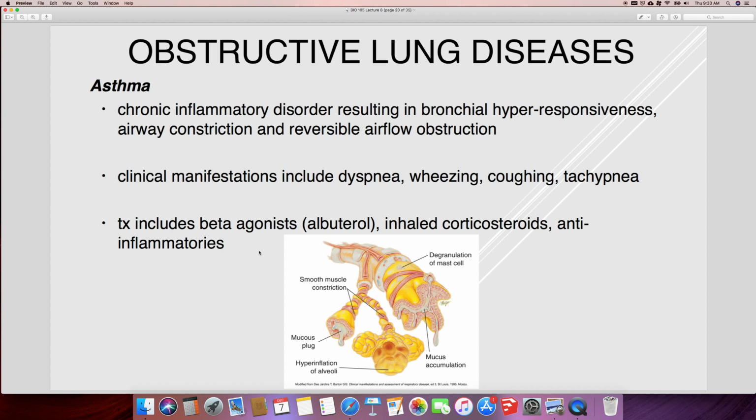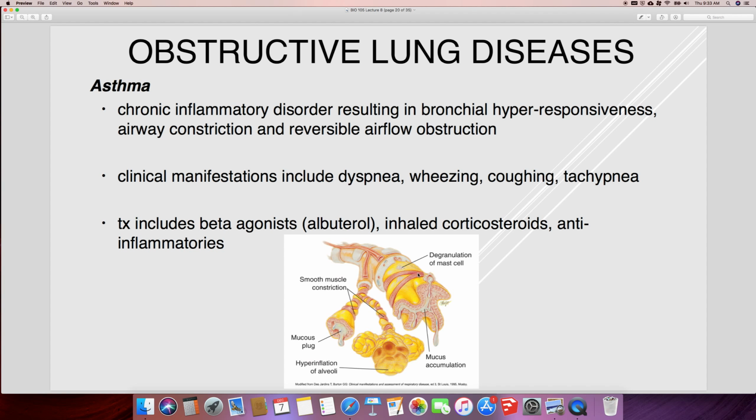As far as treatment, beta agonists like albuterol, so that's like a rescue inhaler, inhaled corticosteroids, so that's more of a long-term type solution, and then anti-inflammatories like antihistamines and anti-leukotriene agents, things like Singulair and all of your other antihistamines like Allegra and Benadryl and things like that.